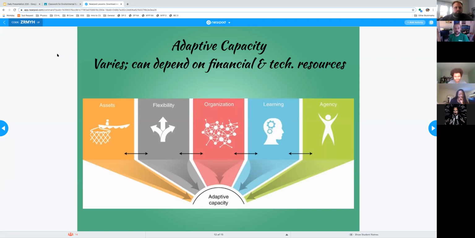Okay, so the last slide that we'll cover today is about what's called adaptive capacity. Specifically with climate change, what it refers to is how flexible we are as a society to be able to adapt to climate change. All right? And it totally varies from country to country, from region to region. And some of it is based on assets, meaning money, also meaning capital, right?